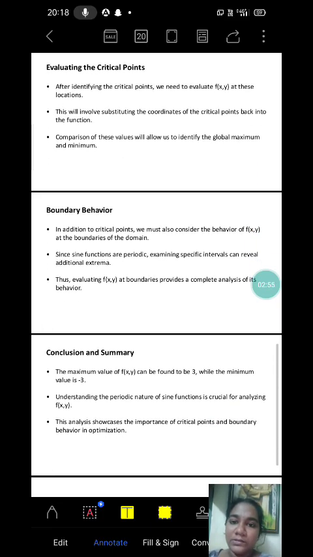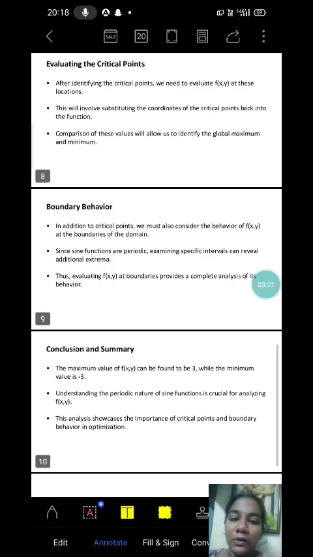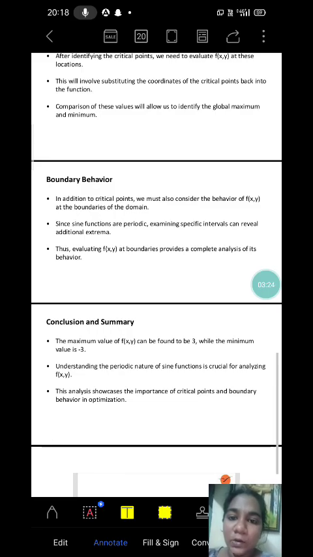Evaluating the critical points. After identifying the critical points, we need to evaluate f of x comma y at these locations. This will involve substituting the coordinates of critical points back into the function. Comparison of these values will allow us to identify the global maximum and global minimum.